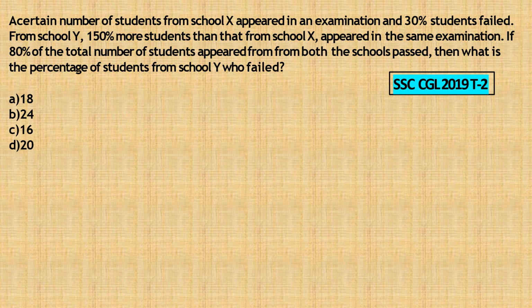A certain number of students from school X appeared in an examination and 30% students failed. From school Y, 150% more students than that from school X appeared in the same examination. If 80% of the total number of students appeared from both schools passed, then what is the percentage of students from school Y who failed? We need to find the students who failed from school Y.